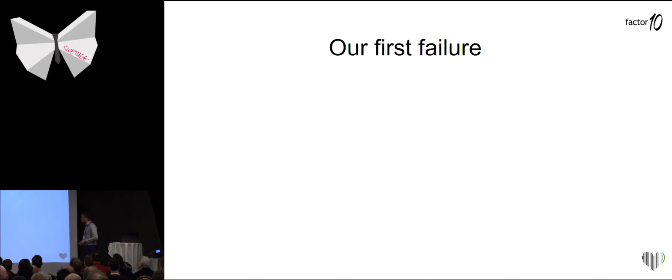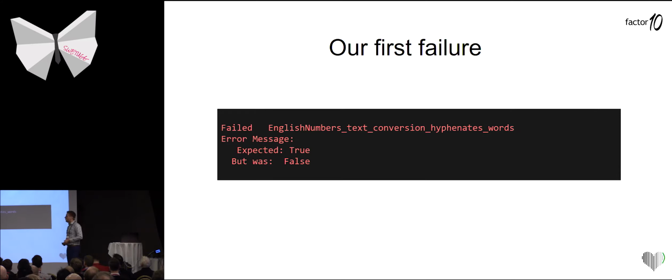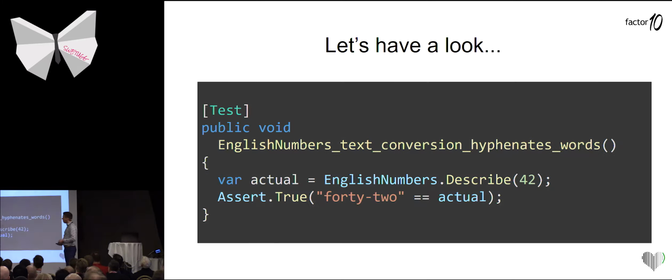So our first failure wasn't actually the one before, because that was totally made up. This is totally real. So our first failure is this. It says English numbers, text conversion, hyphenates, words. So we have something that converts numbers into text, and it should hyphenate. But it doesn't. Expected true to be false. Is this a good failure or a bad failure? Bad failure.